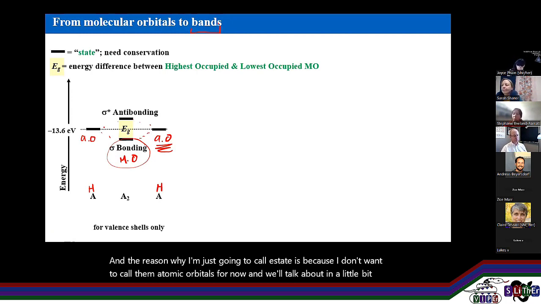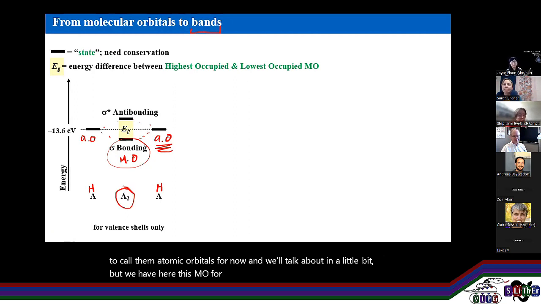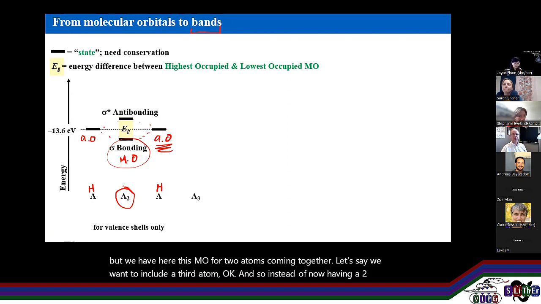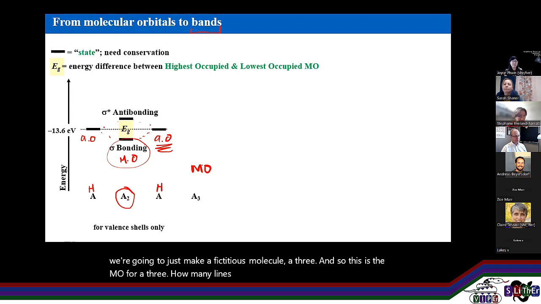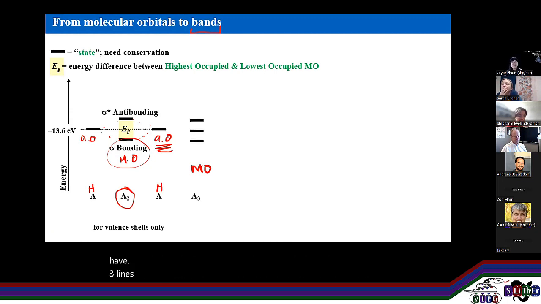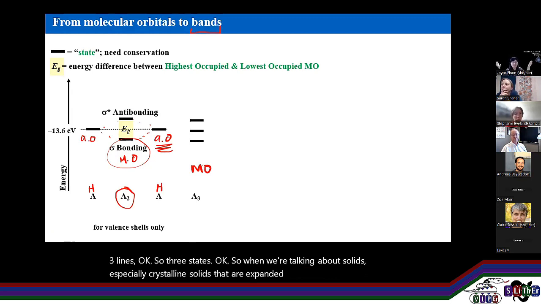But we have here this MO for two atoms coming together. Let's say we want to include a third atom. Instead of having A2, we're going to make a fictitious molecule A3, and this is the MO for A3. How many lines are we then going to have? This is just sigma bonding, so we should have one additional line. So now we have 3 lines, okay? So 3 states.